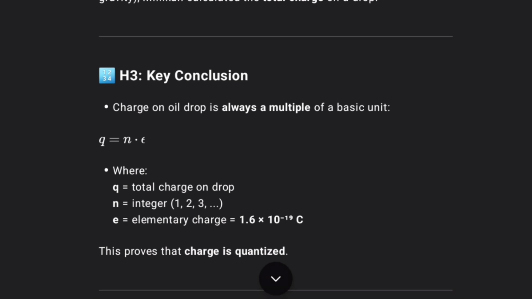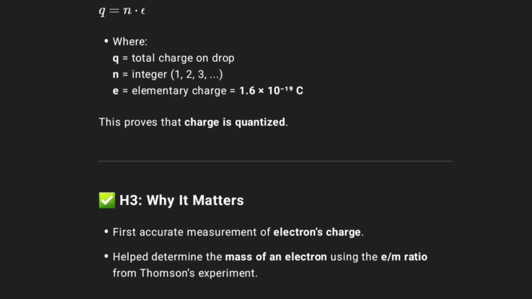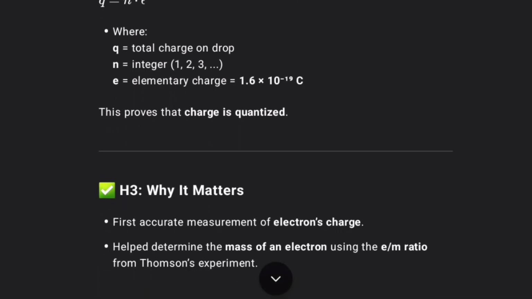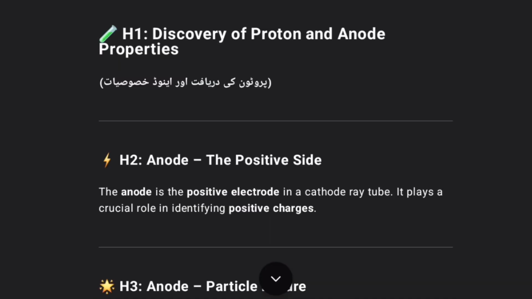Why it matters: the first accurate measurement of the electron's charge helped determine the mass of an electron using the e/m ratio from Thomson's experiment. Discovery of the proton and anode properties.